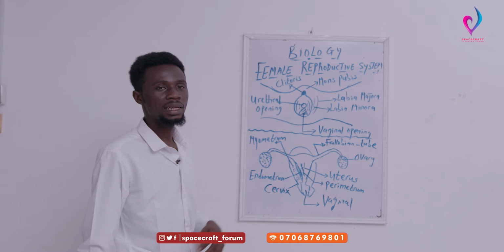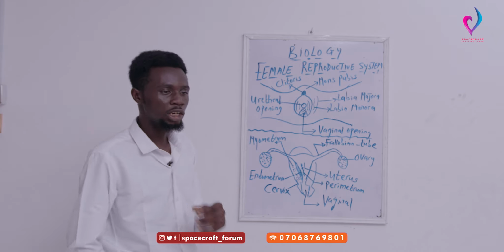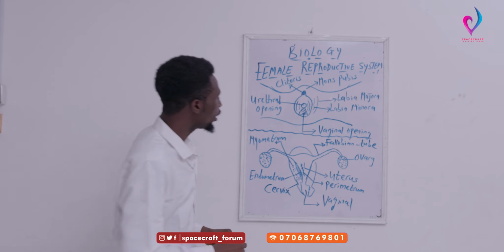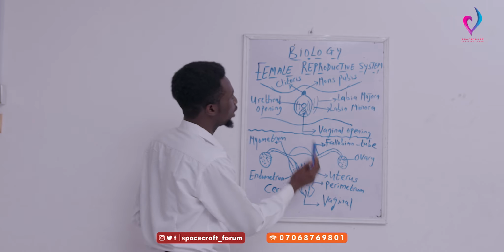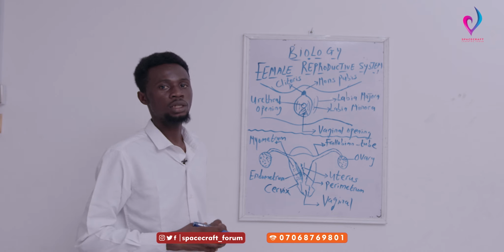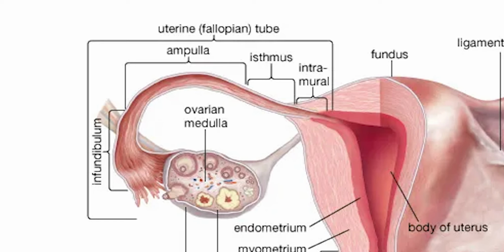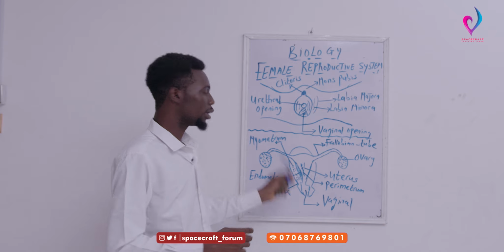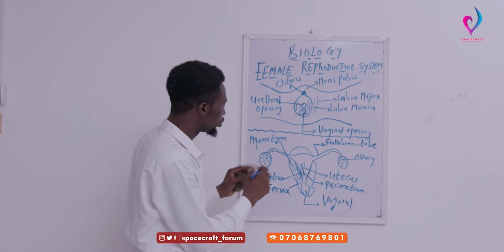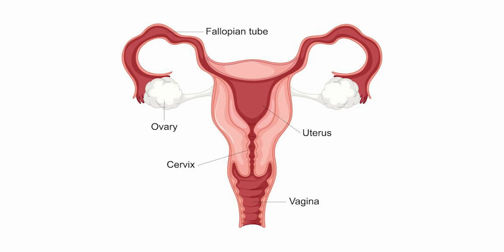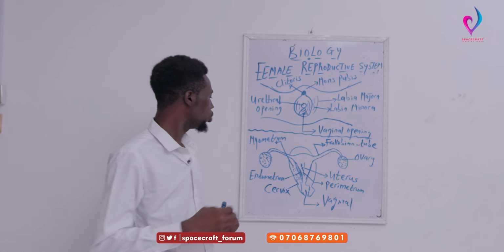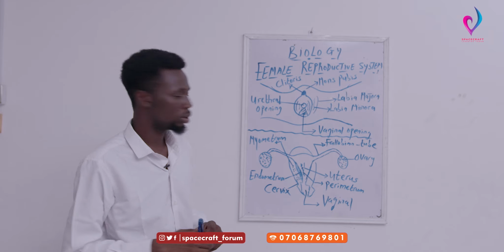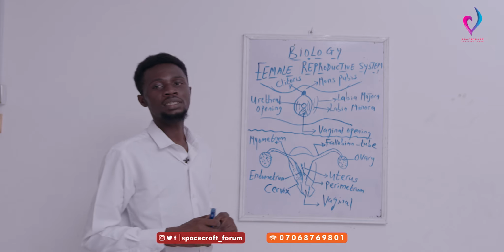Now, after fertilization has taken place, there will be a development of embryo. Mind you that the structure of the ampulla and the fallopian tube is so small that it cannot be conducive for the development of the embryo. So as a result of this, the embryo has to migrate back to the uterus. The uterus is made up of three layers. The outer layer is called the perimetrium, while the middle layer is known as the endometrium, and the inner layer is known as the myometrium.